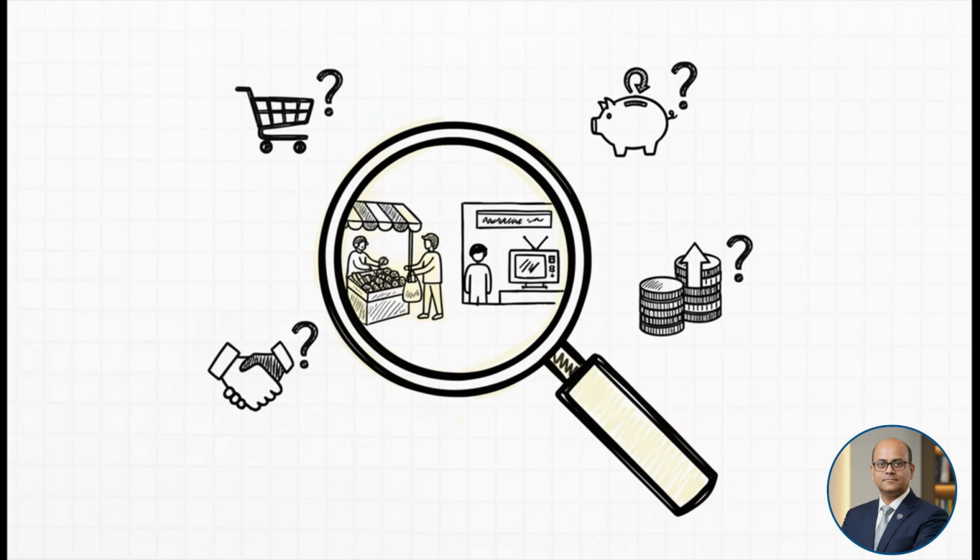Now for your homework, I want you to just observe things around you. When you see an advertisement on TV for a new mobile phone, or when your parents are talking about buying a new fridge, try to think, what kind of sale is this? Is it hire purchase? Is it an installment system? This will help you remember these concepts forever.